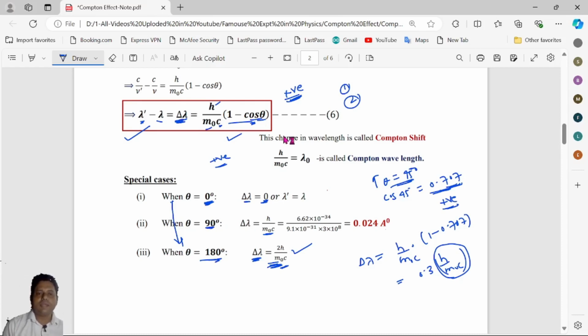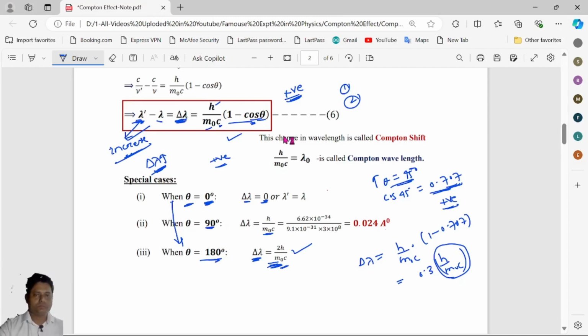So what is the meaning of that? Meaning of that is this lambda dash increases gradually. If this lambda dash increases, then obviously del lambda will increase gradually. So here del lambda increases with theta, that means this lambda dash also increases with theta. Only for that reason this del lambda increases.